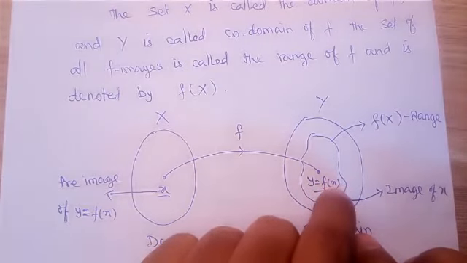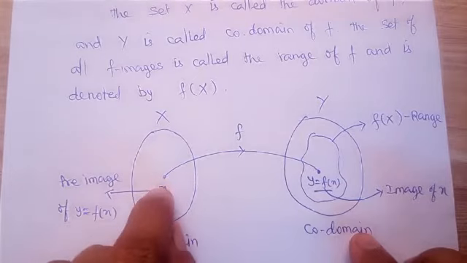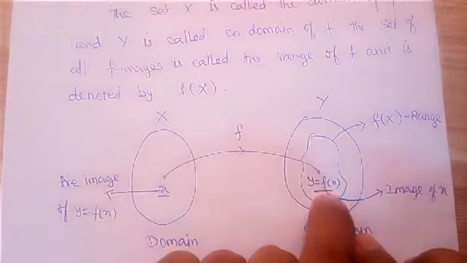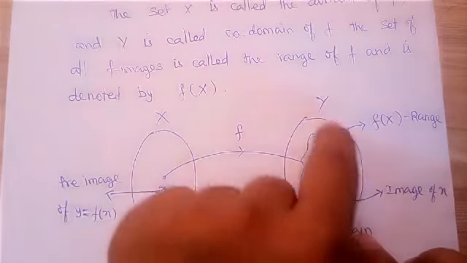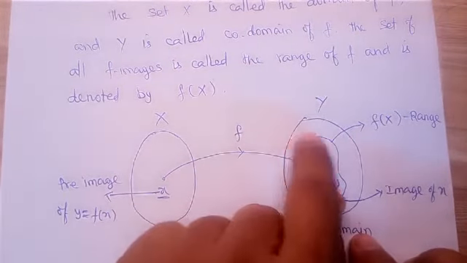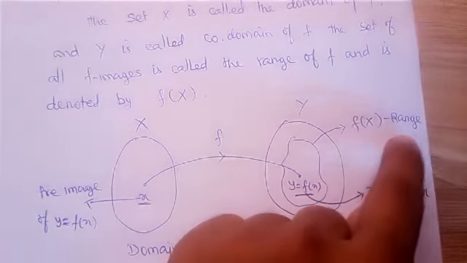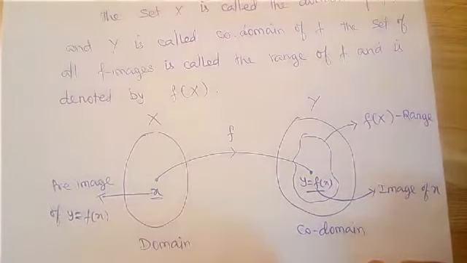f of x is the image of x, and x is called the pre-image of y, or pre-image of f of x. The collection of all images is denoted by f of capital X, which is called the range of the function.